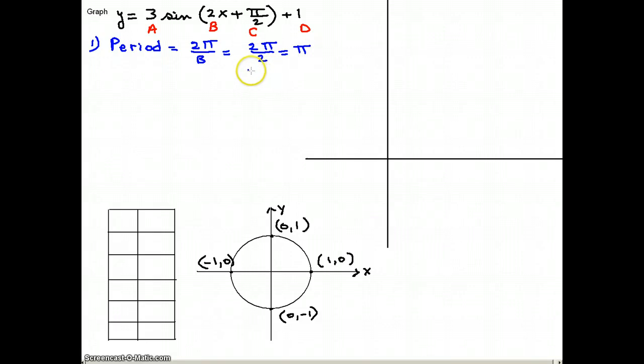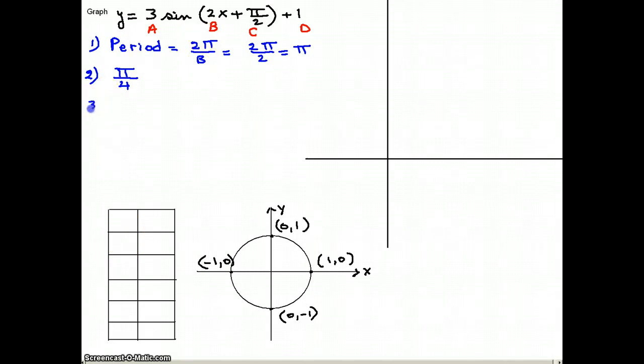It's pi now. Step 2, I divide the new period by 4. So it would be pi over 4. I divide this by 4 because when I do the table, I have 5 critical points. And I'll show you how to do this in a second.